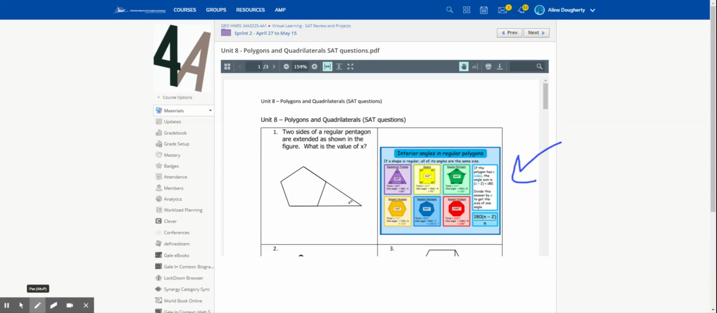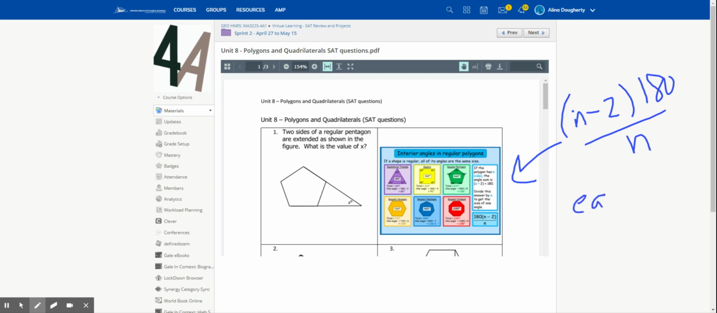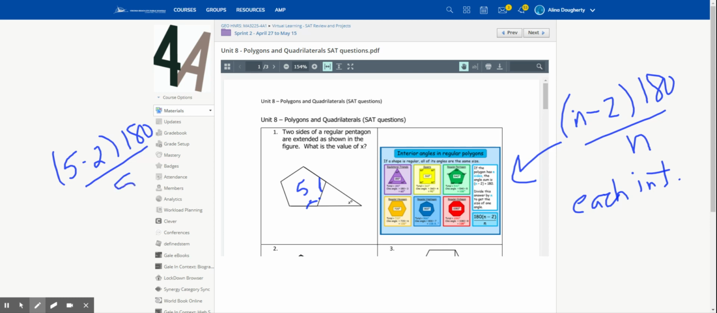Remember, to find each interior angle, you want to do n minus 2 times 180 divided by n. This is each interior angle. So if I've got a 5-sided polygon and I want to find each interior angle, I would do 5 minus 2 times 180 divided by 5. When you do that, you get 108. So each of these angles here is 108 degrees.